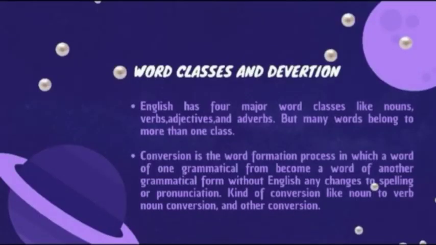Word classes and derivation. English has four major word classes: nouns, verbs, adjectives, and adverbs. But many words belong to more than one class. Conversion is the word formation process in which a word of one grammatical form becomes a word of another grammatical form without any changes to spelling or pronunciation. Kinds of conversion include noun to verb conversion, verb to noun conversion, and other conversion.